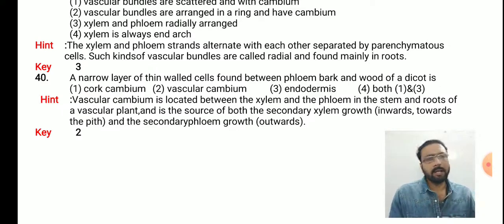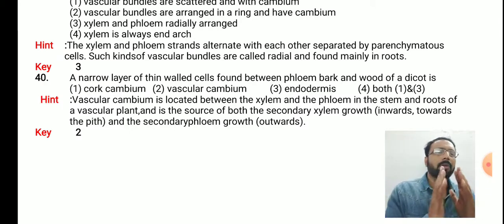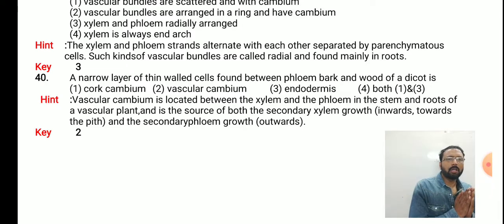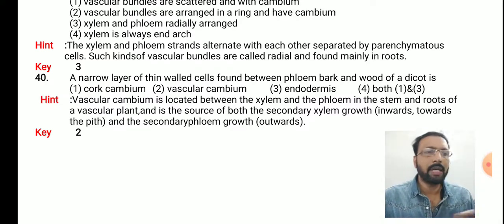So this is the clear discussion of the anatomy of flowering plants. It is the objective orientation. Thank you. Thank you to all.